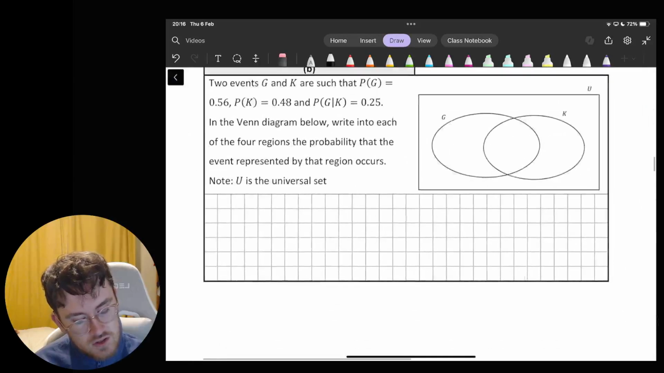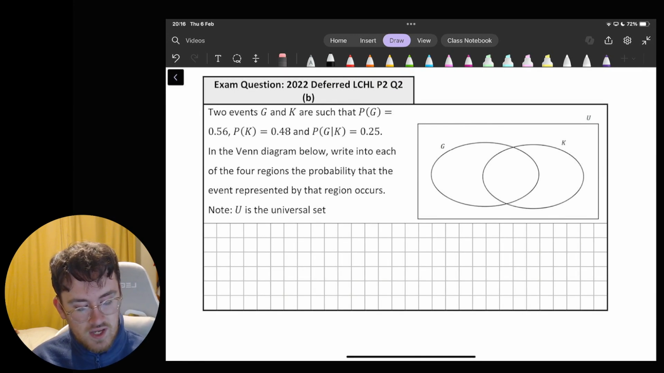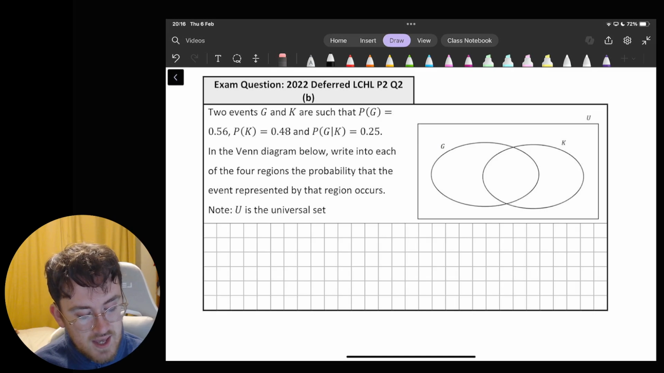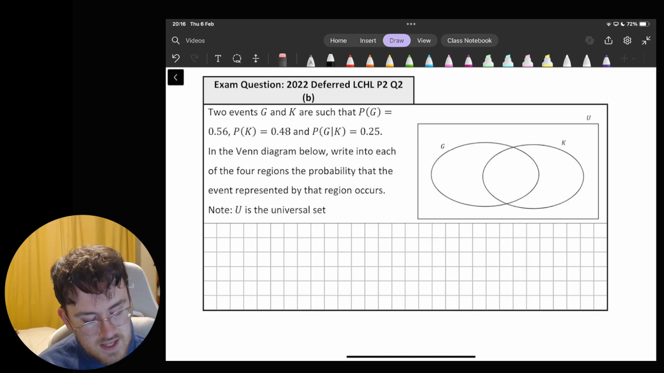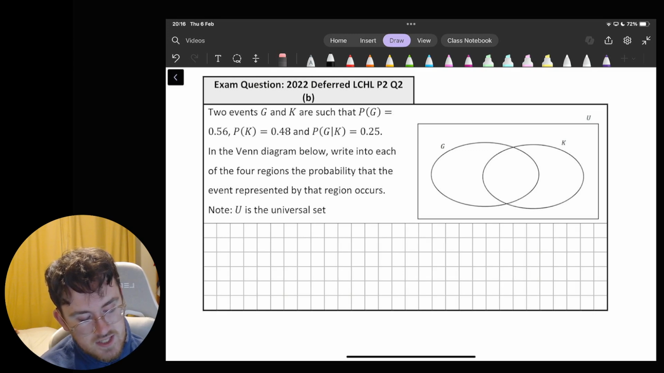Let's keep going here. So two events G and K are such that the probability of G is 0.56, K is 0.48, and G given K is 0.25. In the Venn diagram below, write into each of the four regions the probability that the event represented by that region occurs. Okay, so we need to fill in all of these different probabilities within here.